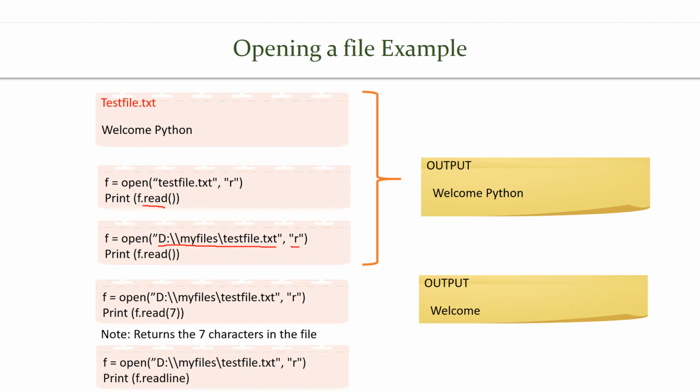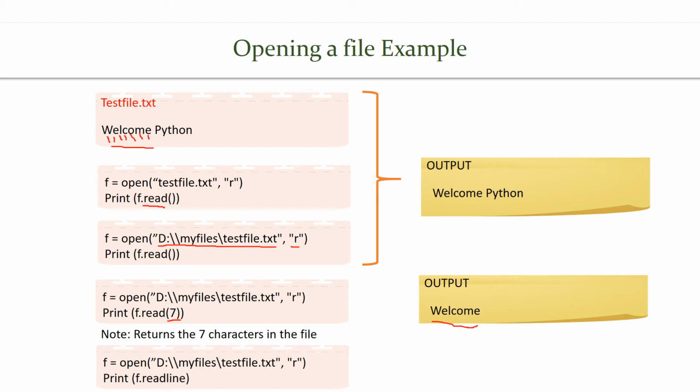See here the next example that I have, f.read(7). The read of 7 means it is going to read only the 7 characters in the file. So from this file I have 7 characters, 1 2 3 4 5 6 7, so only "welcome" gets printed. It returns only the 7 characters in the file.